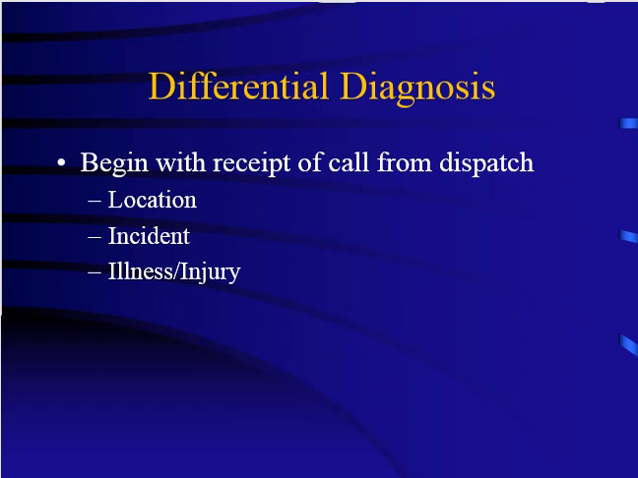Differential diagnosis begins with the receipt of the call from dispatch: your location, your incident, your illness or injury. These are the things you'll start your patient assessment with. You'll begin with where you are going. Is it a store? Is it a home? Is it the side of the road? What kind of incident is it?